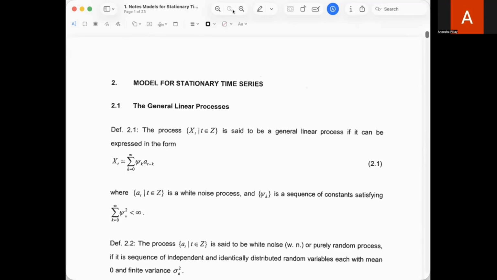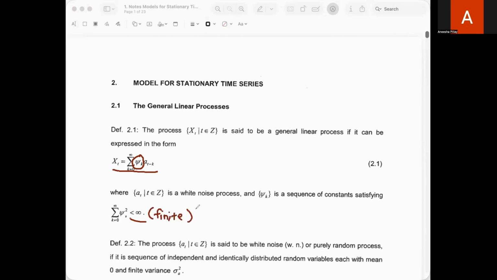For today, we are only focusing on the model for stationary time series. You can represent the process as a general linear process if it can be expressed in this form. The psi here is a sequence of constants, and these satisfy that they are all finite, so less than infinity.